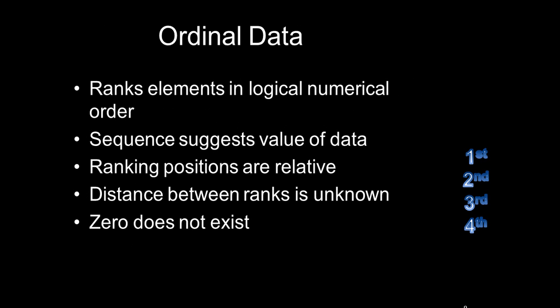All right, so ordinal data. When we talk about ordinal data, what we're talking about is ranking items in order from high to low or low to high. The ordering suggests that there is some sequence to the value of the data. Ranking positions is only relative to other ranking positions inside that group. The distance between ranked elements is uneven and often even unknown to the researcher. Because ordinal data consists of relative rankings, zero cannot exist inside ordinal data.